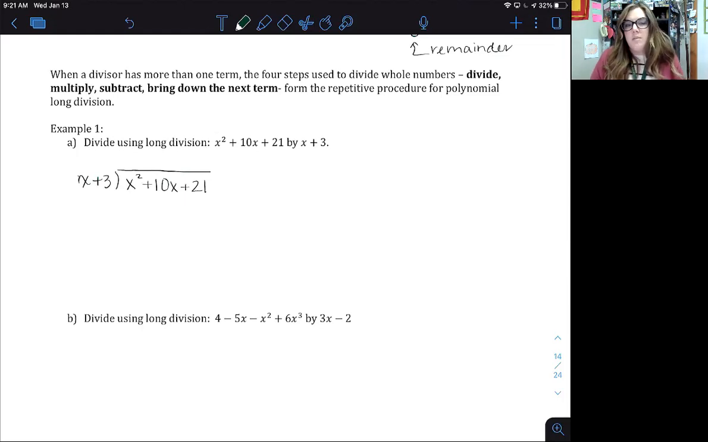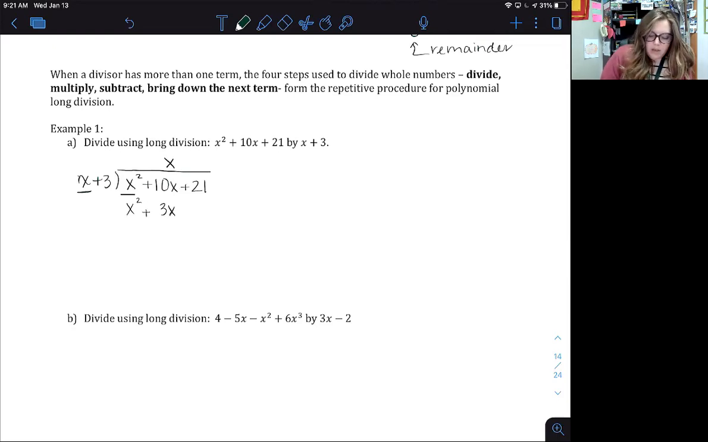And here's one recommendation I suggest. Always line up your like terms, okay? So we're going to just look at the first term, x. So what do we need to multiply x by to get to x squared? Well, that would be x, because x squared divided by x is x. So I'm going to write x up top, but I'm going to line it up so that it's right above our x term in our answer. Okay, and now we're going to multiply. So x times x is x squared, and x times 3 is 3x.